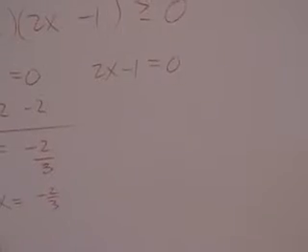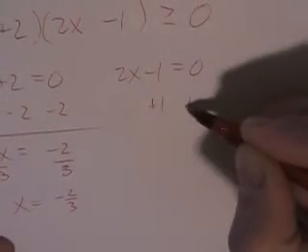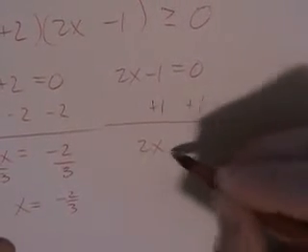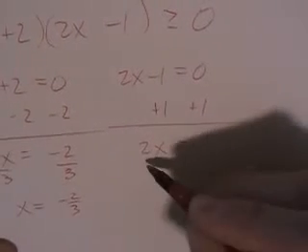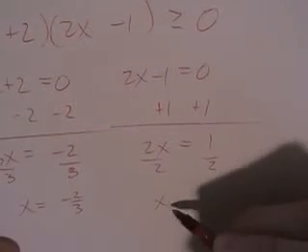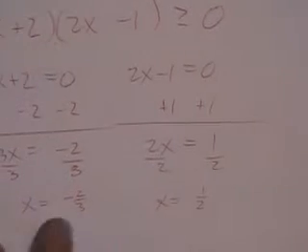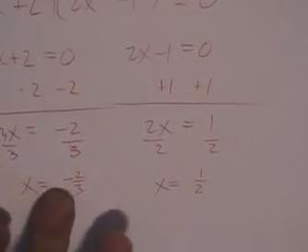Over for this one, I'll add 1 and then divide by 2. So plus 1 plus 1. 2x is equal to 1, right? And so now I'll divide by 2. So x is equal to 1/2. So these are what we call the roots.